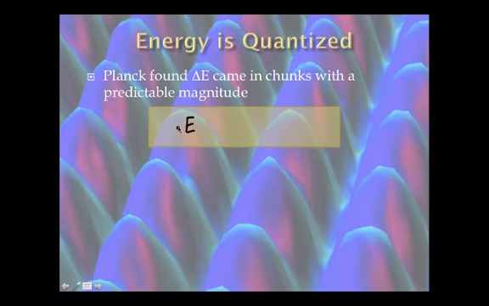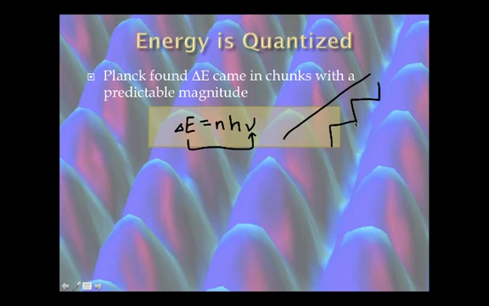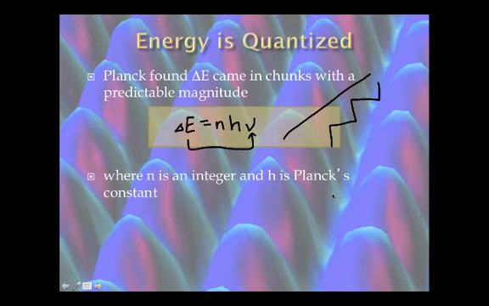So he came up with this equation that the change in energy corresponds to some integer n times this constant times the frequency. That the energy was related to the frequency according to a stair-step kind of a graph. So it wasn't a gradual increase, it was up, up, and not anything in between, just the stair steps. So n would be some integer, some whole number. And h is what's called Planck's constant. That was the slope of the line that kept coming up again and again.